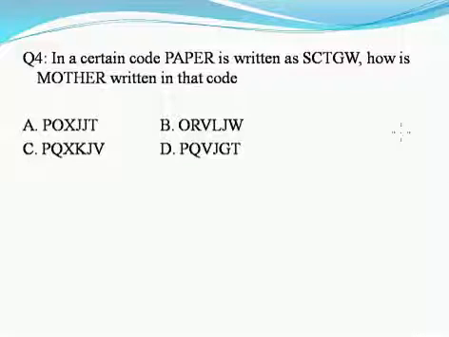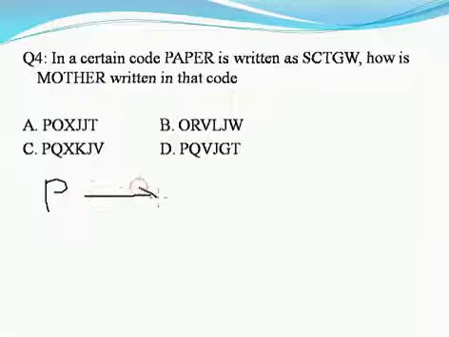Yeah, this is the next question. It says, in a certain code, paper is written as like this. How is mother written in that code? Again, we will start with this first letter P. Okay, P is being written as what? S. So L M N O P Q R and S. That means 2 letters here. So after P, Q, R and S. So 2 is added here. Again, the 2 is the key here.